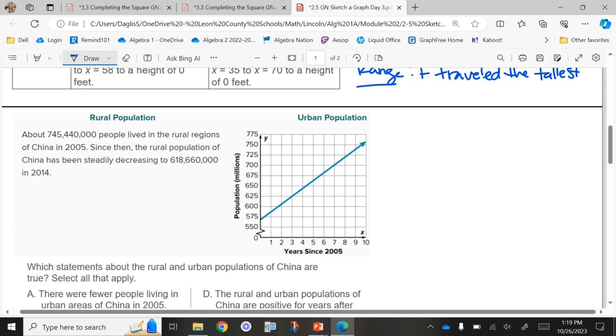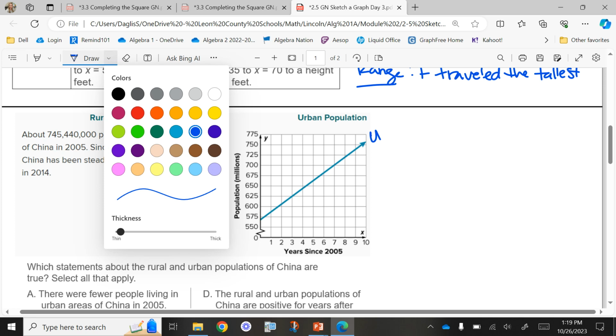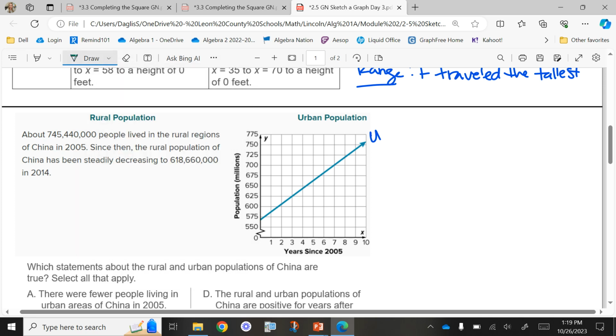Okay, so just like last time, I'm going to graph it on top so I can visually see both. So this is our urban. I'll give that a U. Let's make rural. What do you want to make it? Green? Okay, so we started off at 745, so about right here. Do you agree? Yeah. It's a good spot to start. And it ended 2014 at 618. Okay, I don't see a 14 down there.